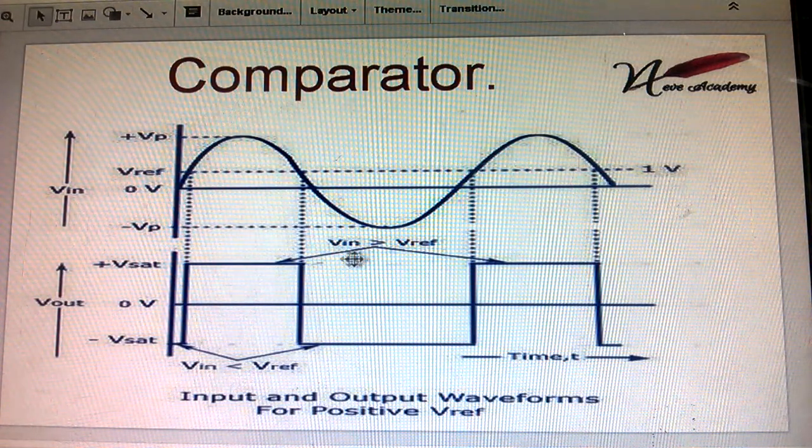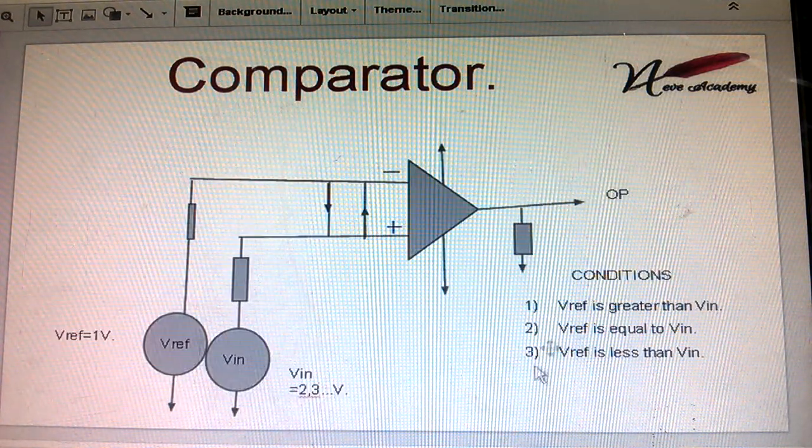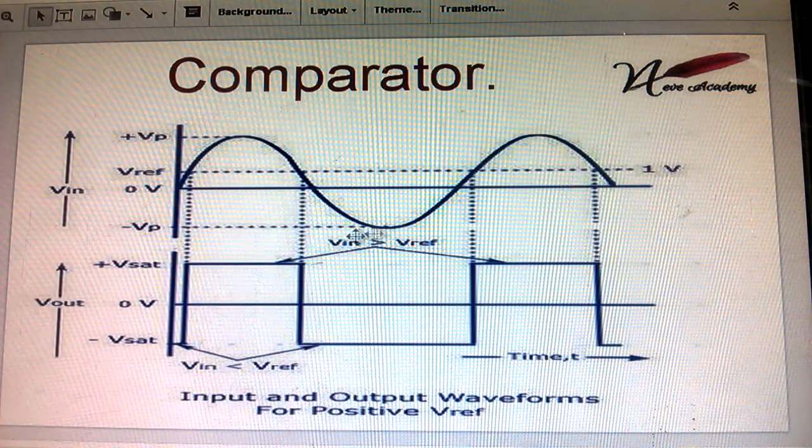This is the condition I showed here, V in greater than V reference. Then the analog signal drops down again below the 1 volt reference, that is, condition 1 to 3, and then condition 3 to 1, again going in reverse during the negative half cycle. So conditions 1 to 3, conditions 3 to 1, and the output signals follow accordingly.